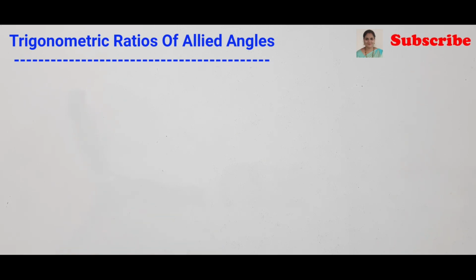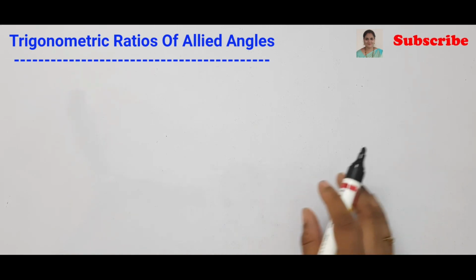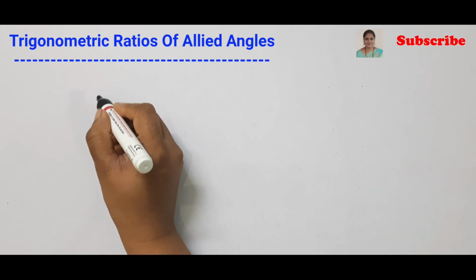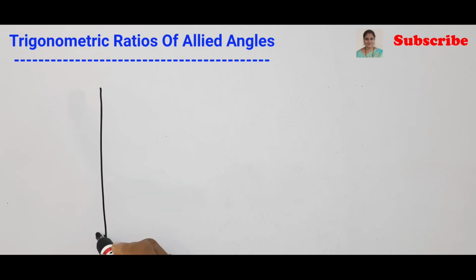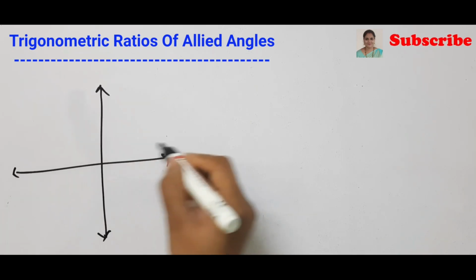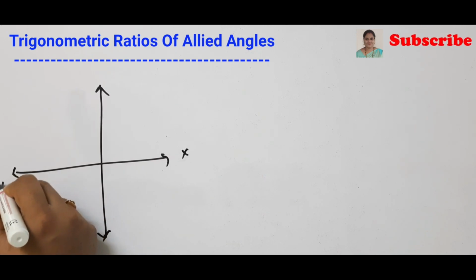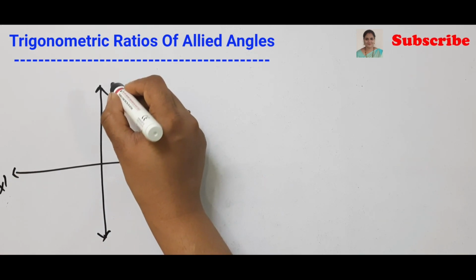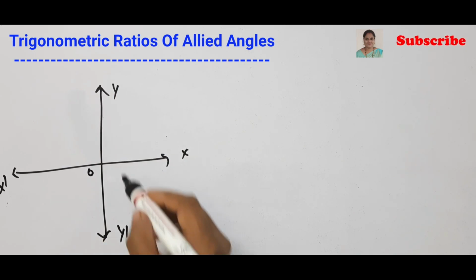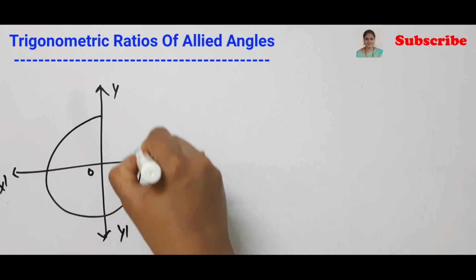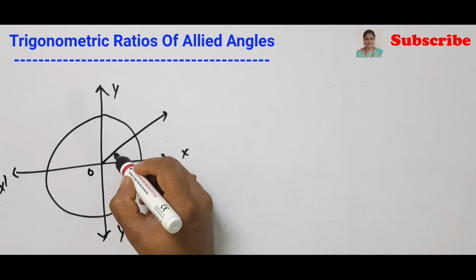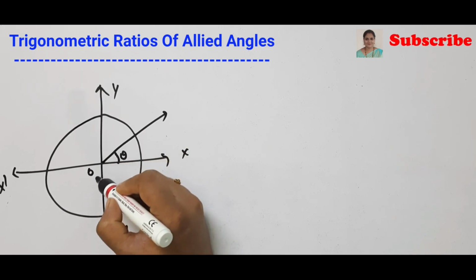One with a unit circle on the coordinate axis, the other without a unit circle on a coordinate axis. So let us first draw the unit circle on a coordinate axis. So this is x, negative side of x, y, origin, negative side of y. Draw a unit circle on this coordinate axis. Let the terminal ray make an angle theta with the center as O.